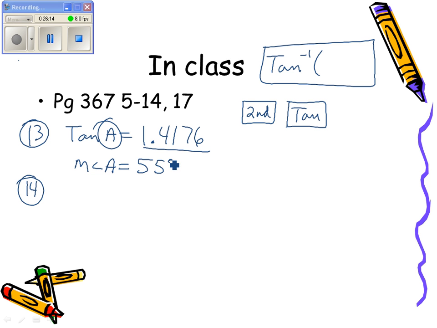Number 14, same idea on 14, except this time it's sine. So on your calculator, you hit second sine, and you punch in the number that they give you, which is 0.6307. Hit enter, and it tells you 39.1017. So we're going to round it off and say that the angle is about 39 degrees.